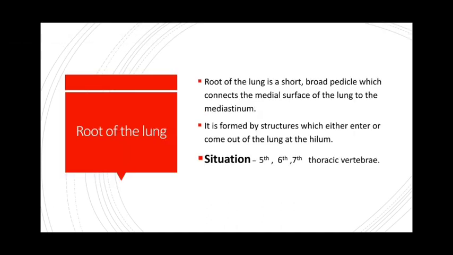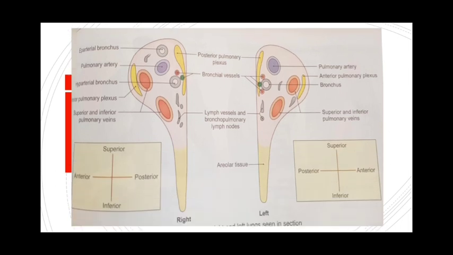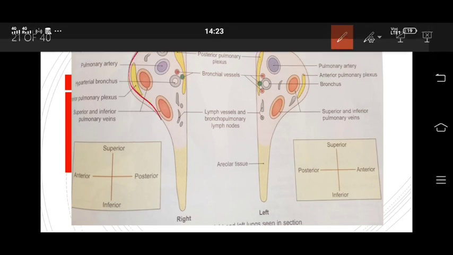So now the root of the lung. The root of the lung is a short broad pedicle which connects the medial surface of the lung to the mediastinum, and it is formed by the structures which enter or come out of the lung at the hilum. Regarding its situation, it is situated at the 5th, 6th, 7th thoracic vertebrae, right? So this is the root of the lung. It is a peduncle-like structure.